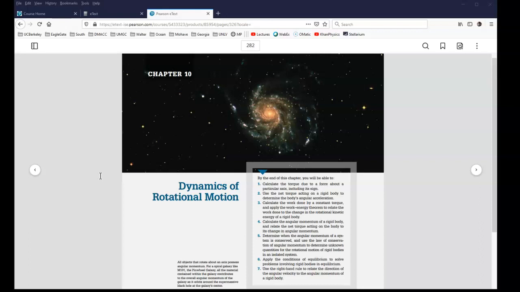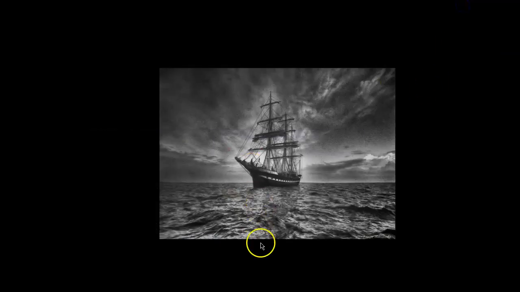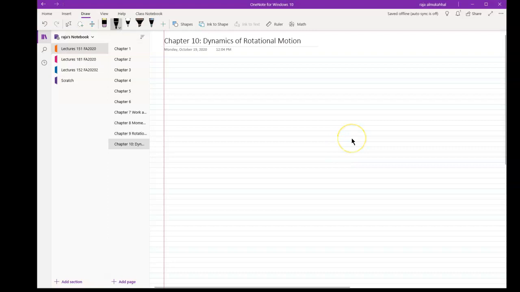There are two major topics here in this chapter: the concept of torque and angular momentum, which is analogous to linear momentum that you have studied when we covered collisions. So those are the two major topics here. So let's start. So we begin with the study of torque.